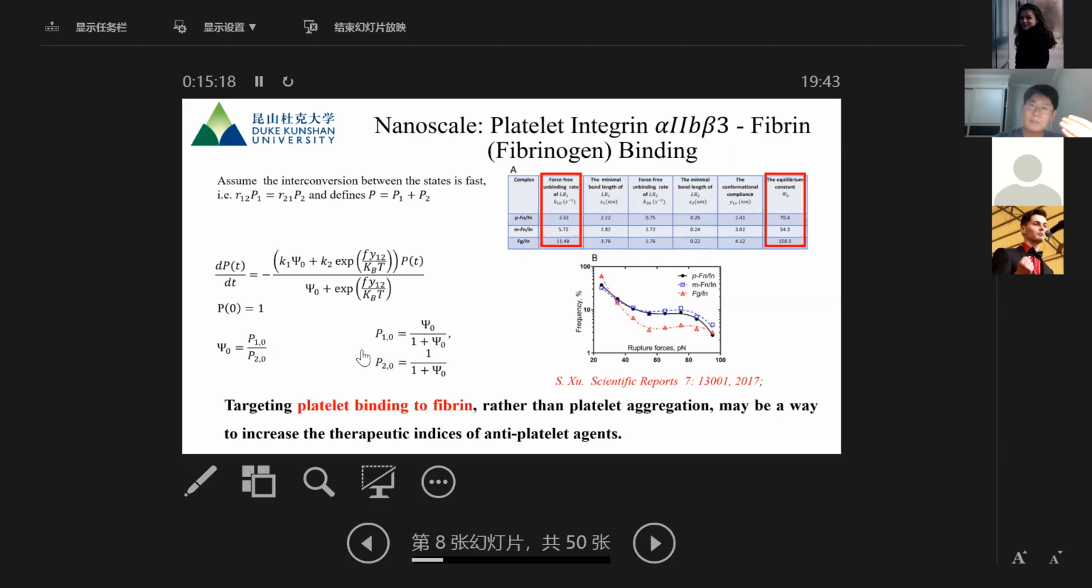So I have experiment collaborators who did some experiments. By fitting their experimental results, the parameters are summarized in this table A. The experimental rupture force profiles of interactions of alpha 2b beta 3 with polyfiber, monofiber, and fibrinogen are shown in the circle, blue square, and red triangle. All these are the experimental results.